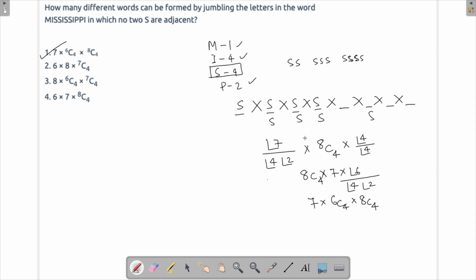So this was a very simple question which appeared, I suppose, in the 2008 exam. All right, if you have any questions about it, please do ask me in the comment section below, and I'll be happy to answer your queries.